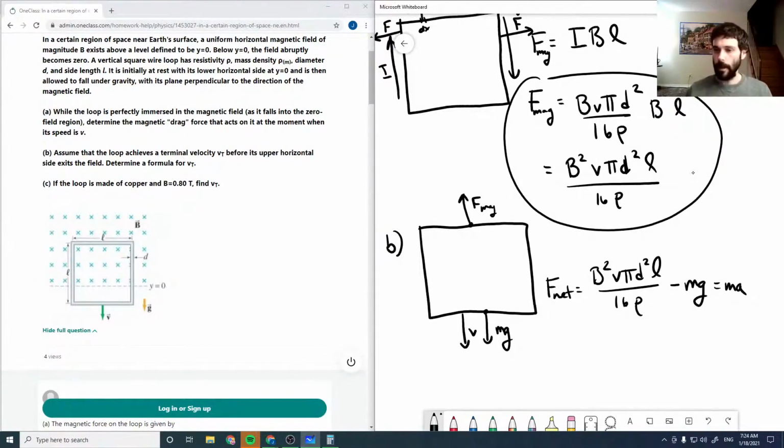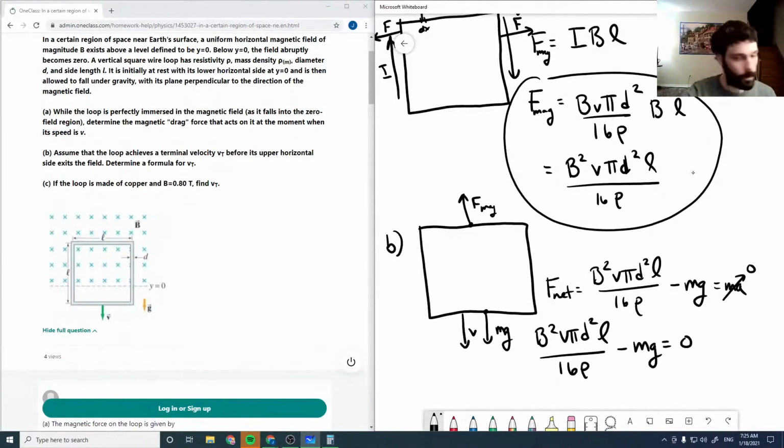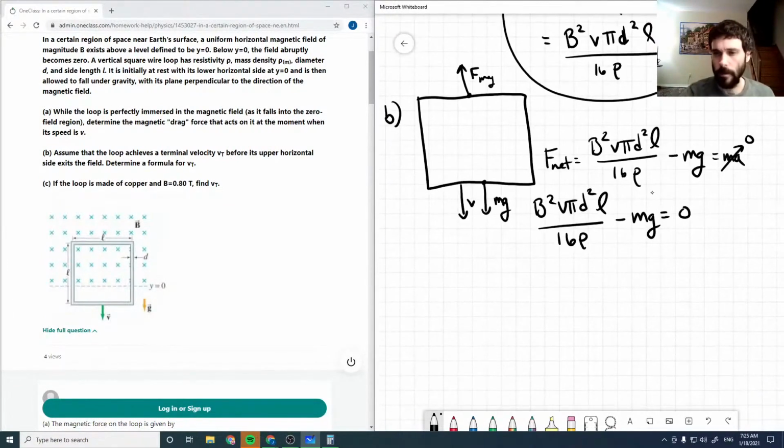Our terminal velocity is when ma equals 0. So when B squared v pi d squared L over 16 rho minus mg equals 0. And so we want to solve for our terminal velocity vt.